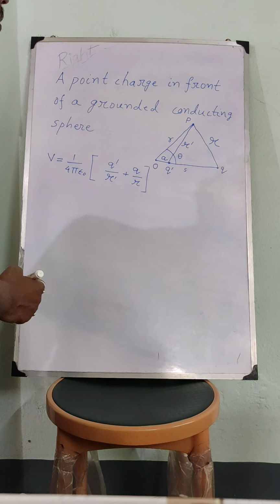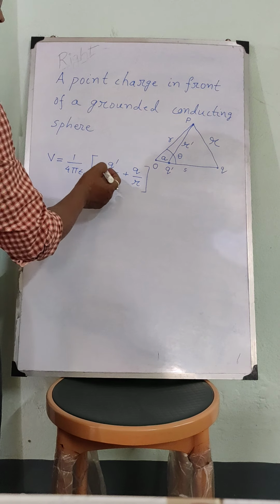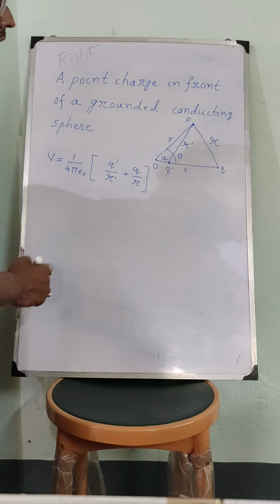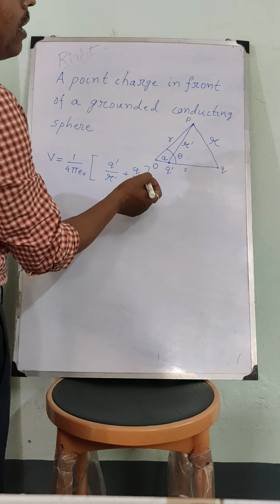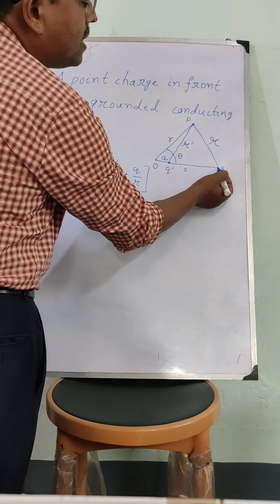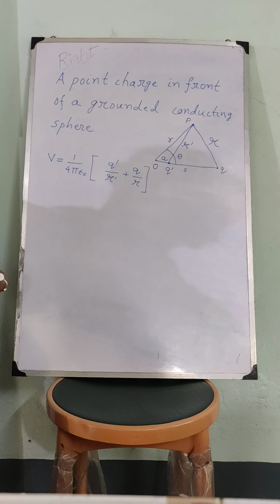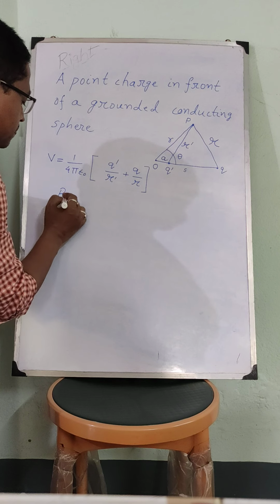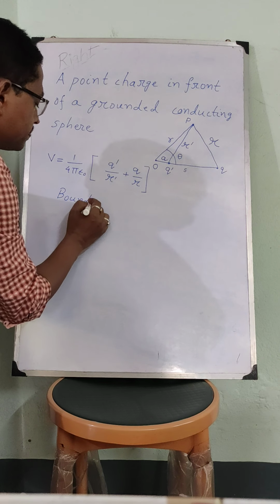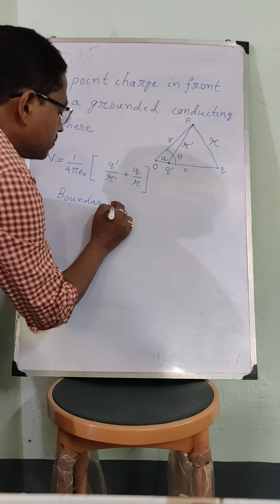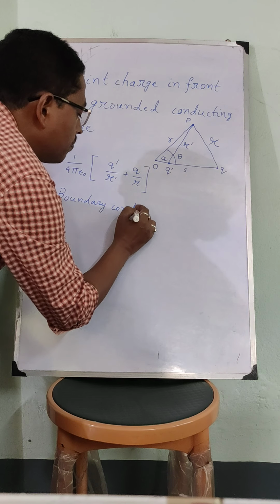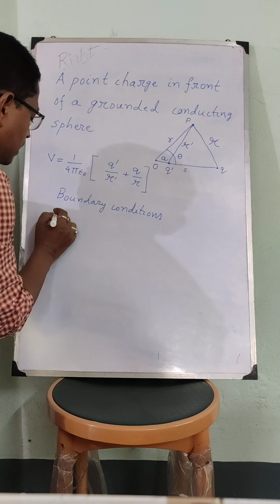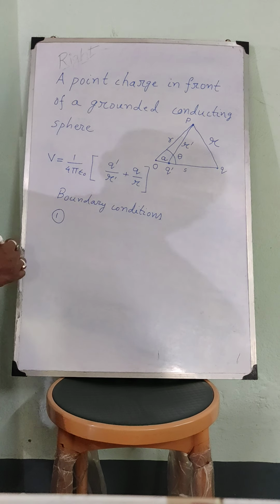Okay. Now we will see that this potential will satisfy the boundary conditions and also agree with the fact that we have a point charge q here. Now what are the boundary conditions? There are two boundary conditions.